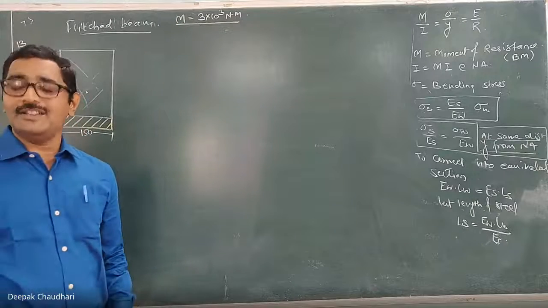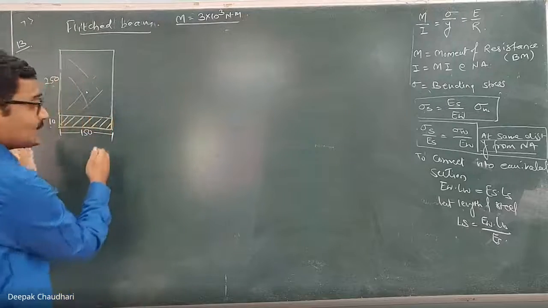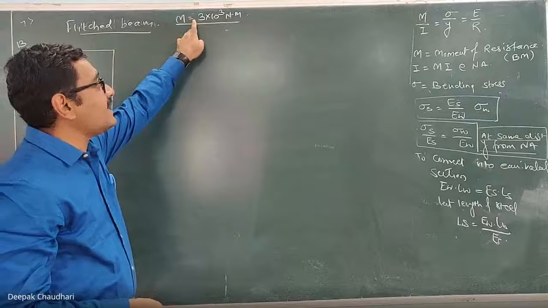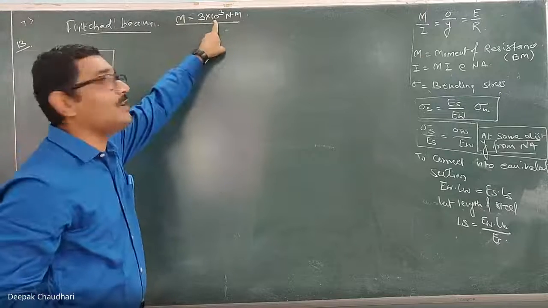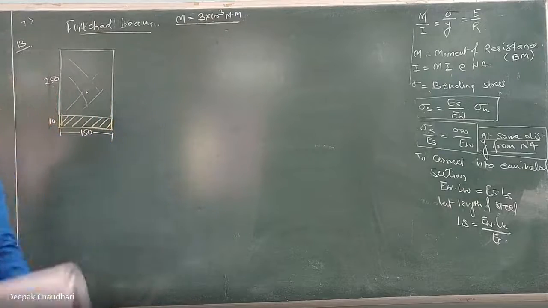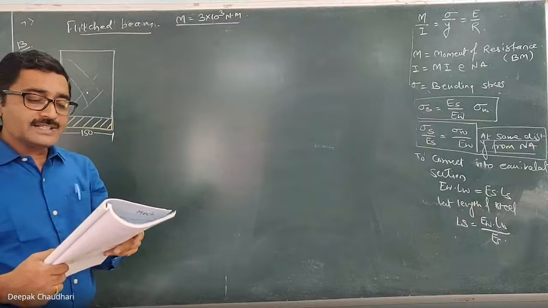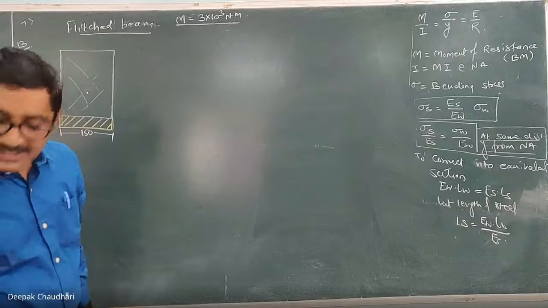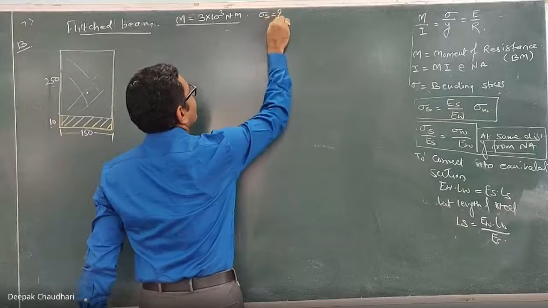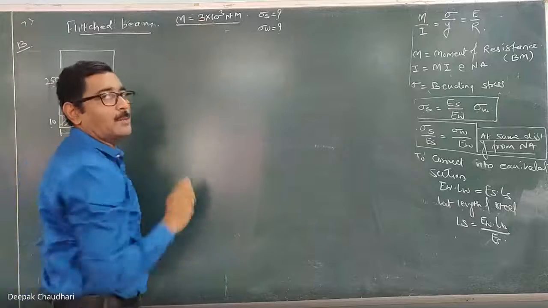We know that in equilibrium, the bending moment is equal to the moment of resistance. In the last sum, dimensions and limiting stresses were given, and we calculated the moment of resistance. In this question, the bending moment is given. Determine the stress in the steel and wood. Here you have to calculate the maximum stress in the steel and the maximum stress in the wood. These are the induced stresses because of this bending moment.